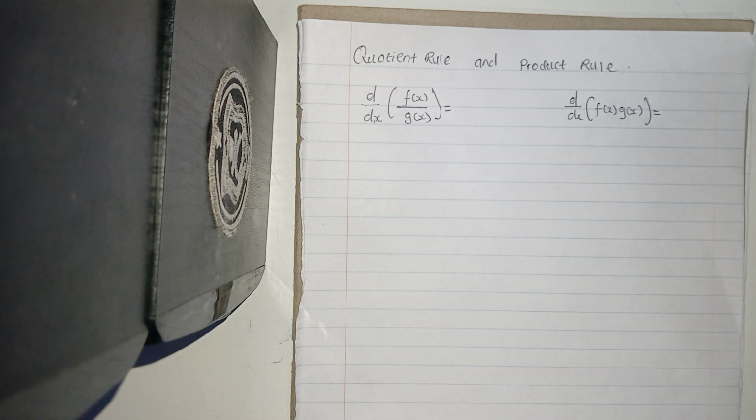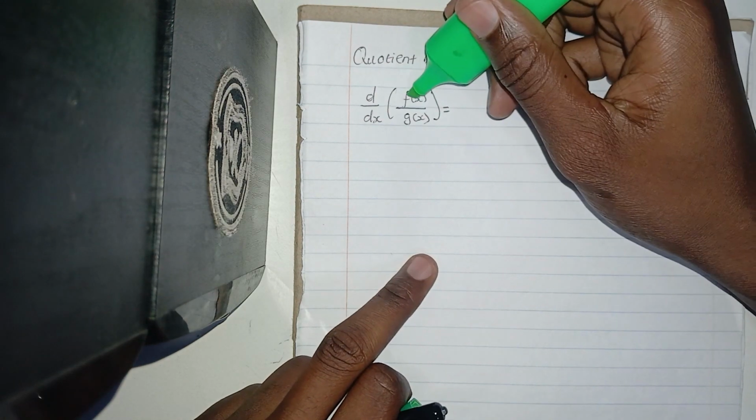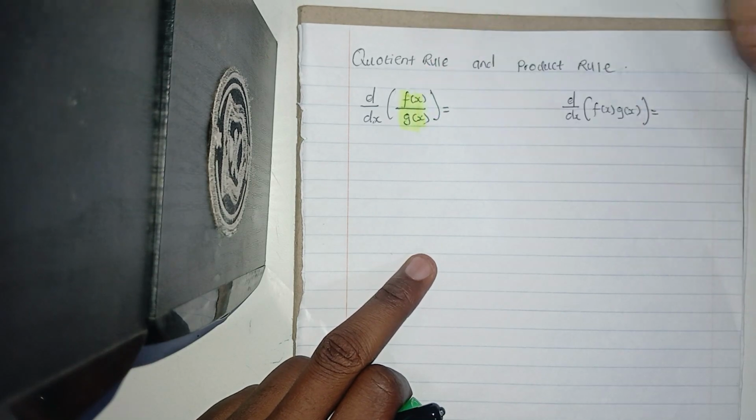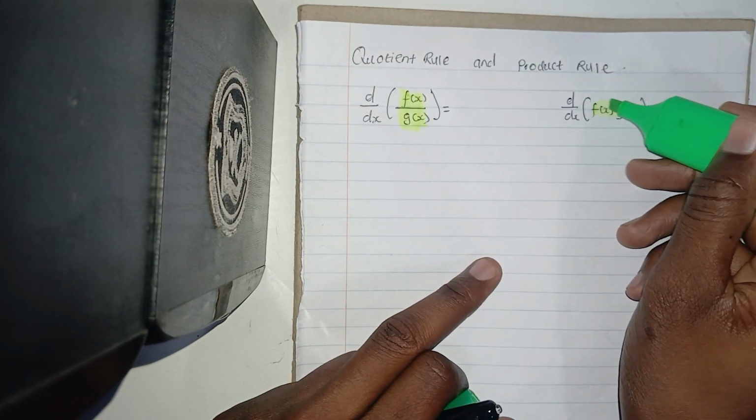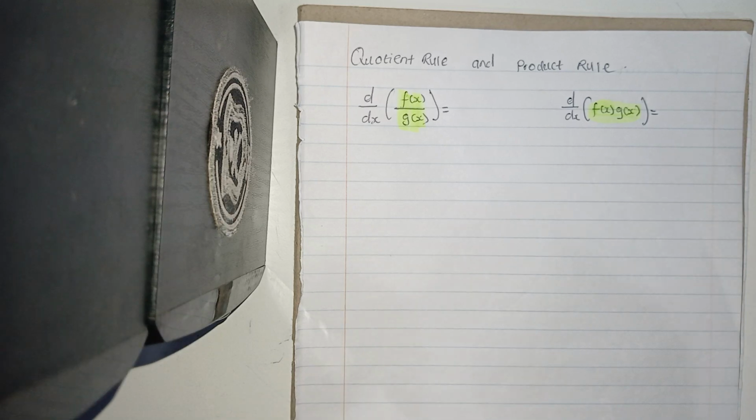First thing first, you need to know that the quotient rule is the one that has a division, and the product rule is the one that has multiplication, right? So now, how do we deal with a quotient rule?